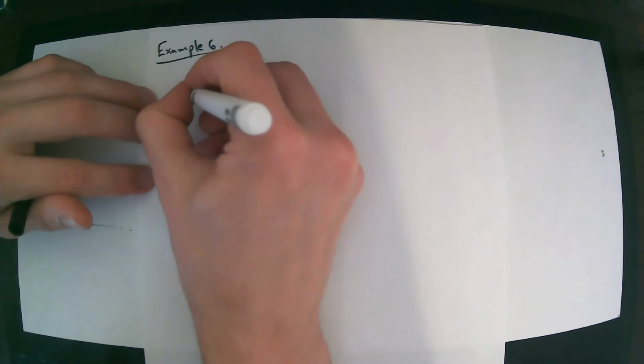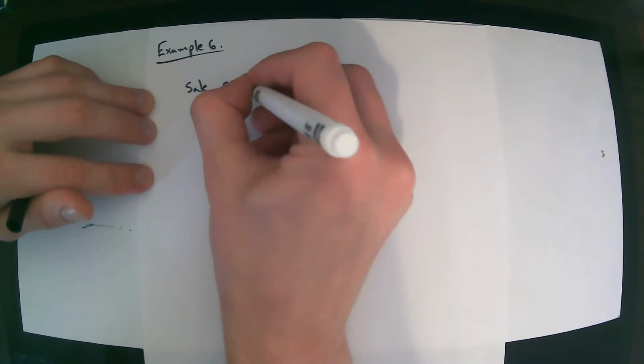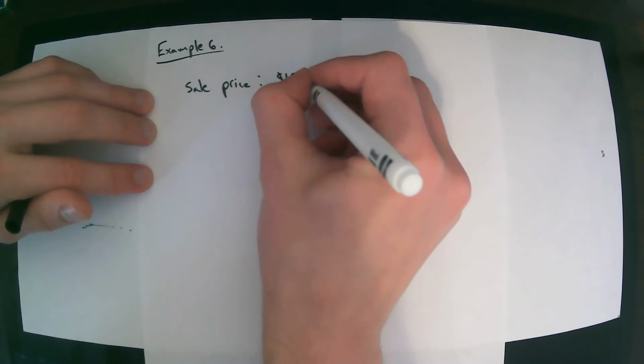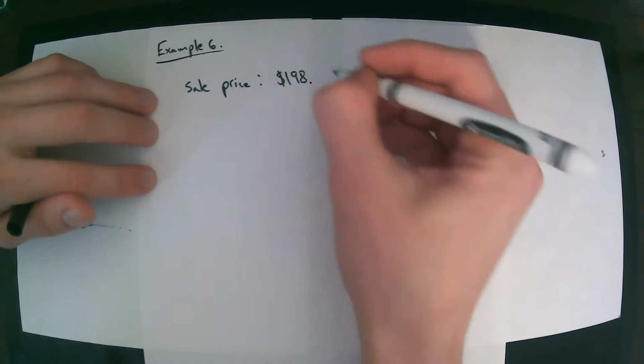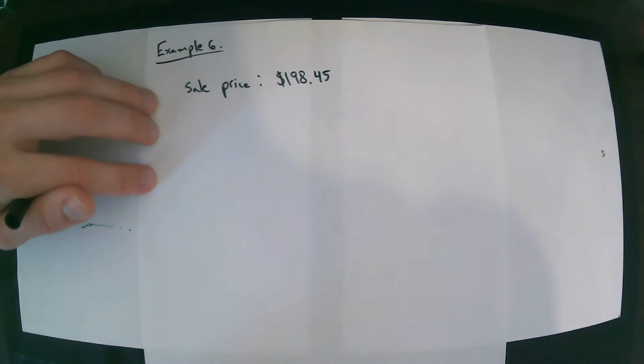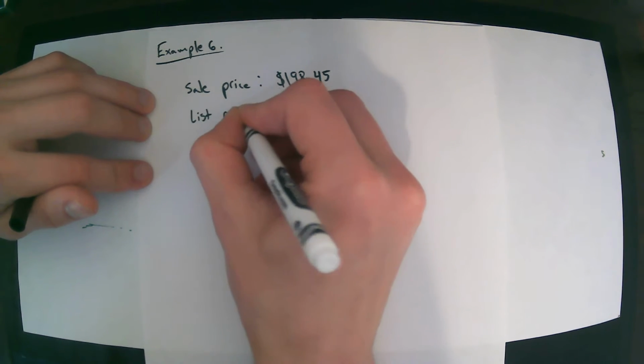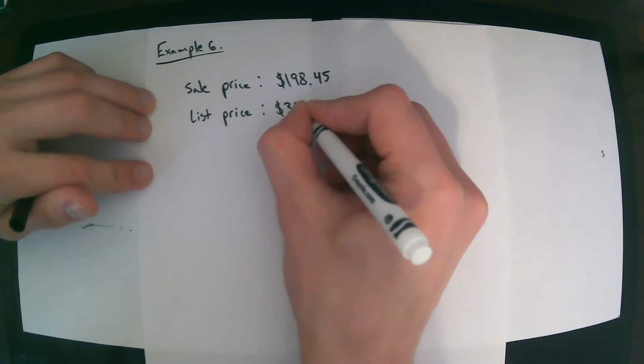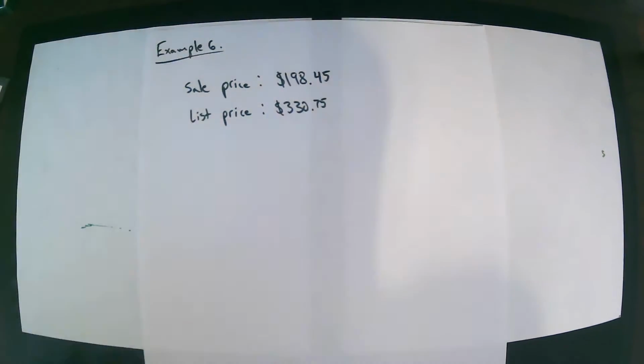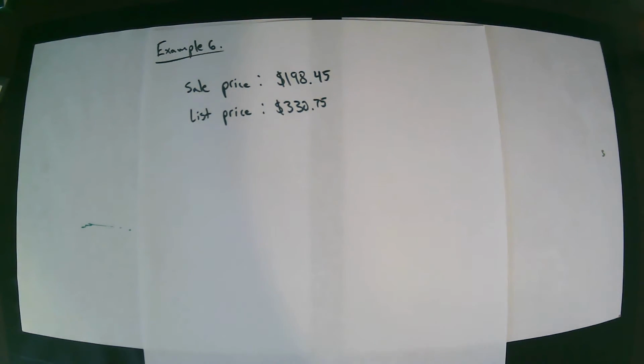Andrea bought a stereo on sale for $198.45. The list price of the stereo was $330.75. What percentage is the discount? So we're looking for the discount here.